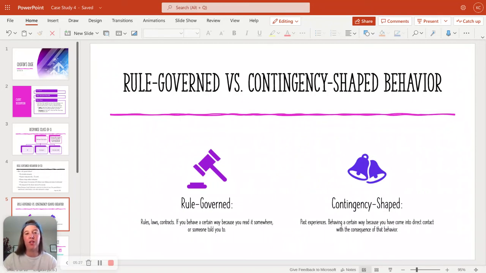If you don't speed because you were told you'll get a ticket, but you've never gotten one before, that's rule governed behavior. So the contingency contract, when it's immediately first applied, it falls under rule governed behavior until it's been reinforced multiple times. Then it might turn into contingency shaped behavior. But first, as an intervention, when you first introduce the contingency contract, it falls under rule governed behavior.